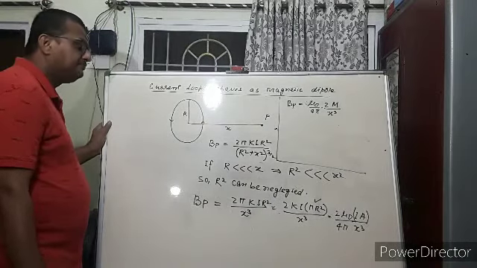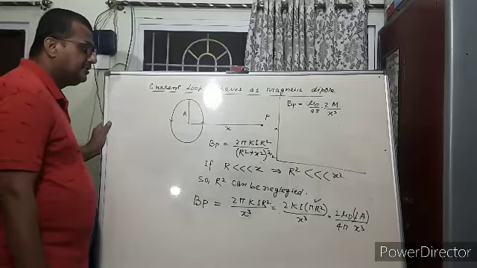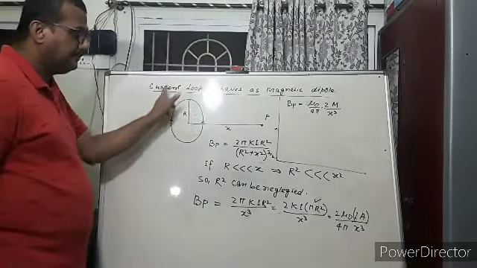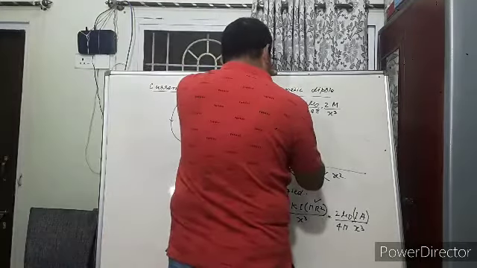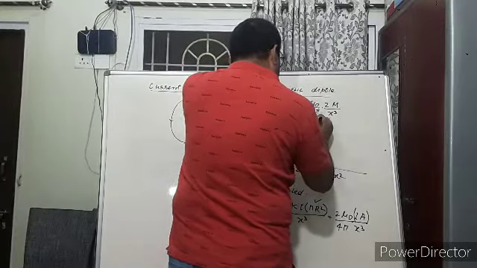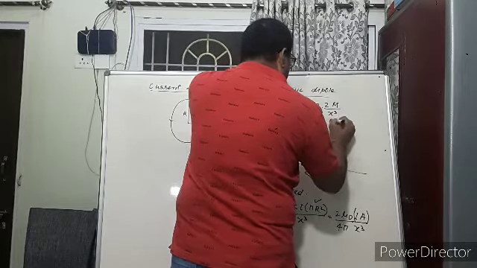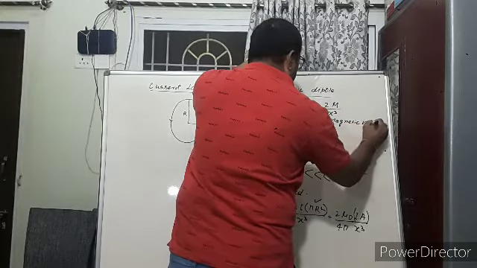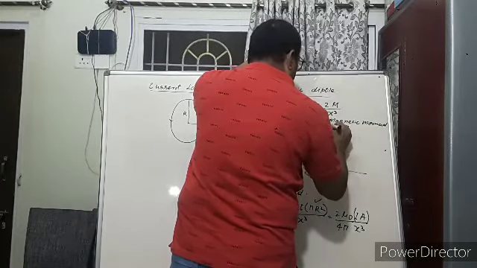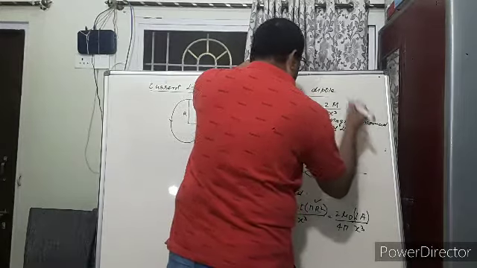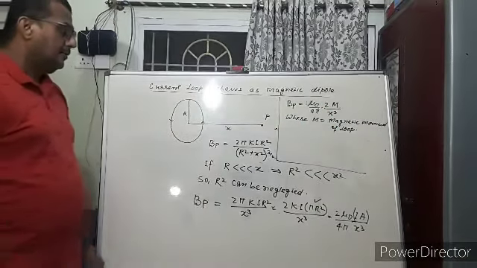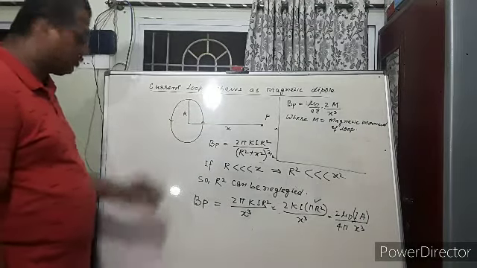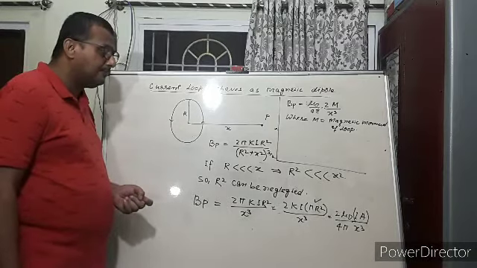Now it is clear that this m is the magnetic moment of this current loop. When it has a magnetic moment, it means it is behaving like a magnet. So this is called a magnetic dipole.